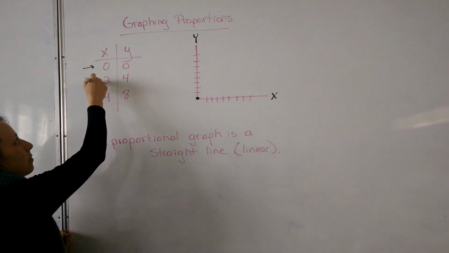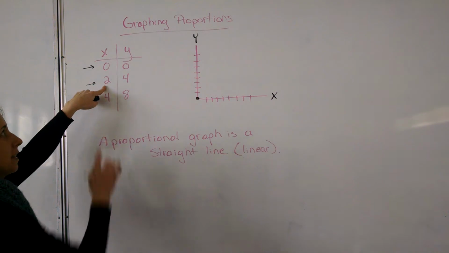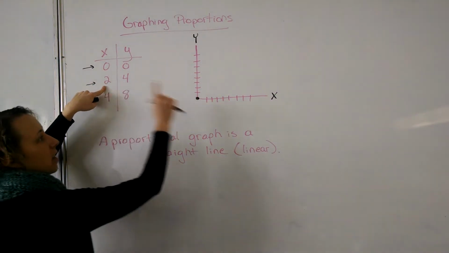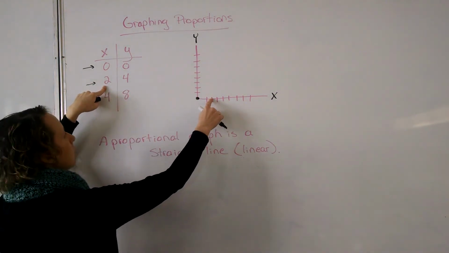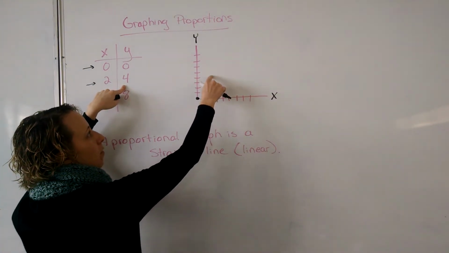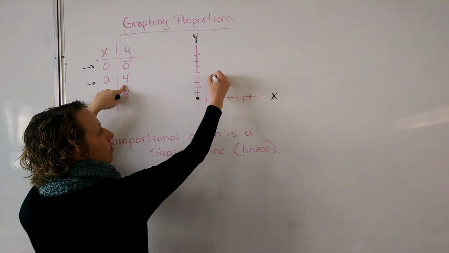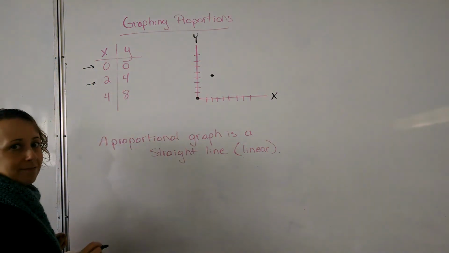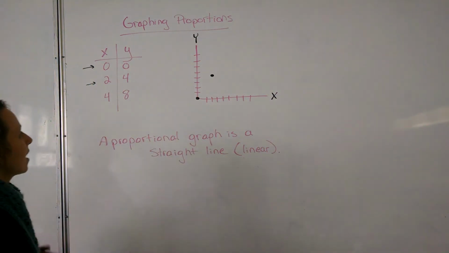Let's graph the second point. 2 x's, 4 y's. 2 x's, 1, 2, 4 y's. 1, 2, 3, 4. Right there. There's my second point. Okay, let's graph our third point.